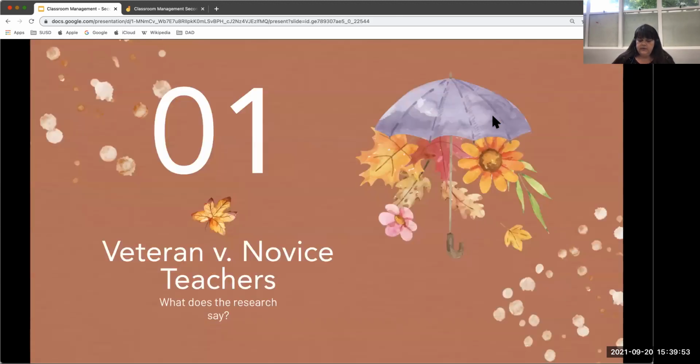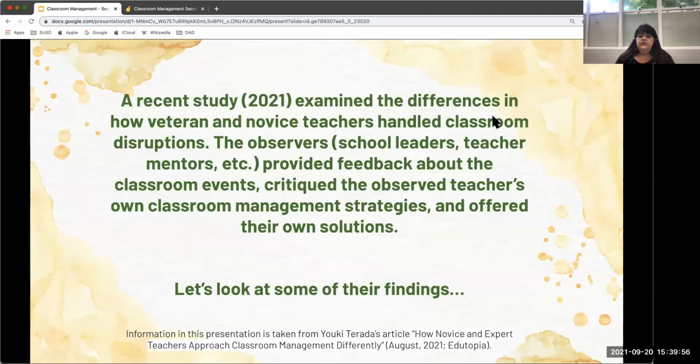All right, so let's look at what the research says. So I found a study from 2021 that examined the differences in how veteran and novice teachers handled classroom disruptions. The observers, who were largely school leaders and teacher mentors, but also new teachers, provided feedback about classroom events, and they critiqued the observed teachers' own classroom management strategies and offered solutions. So they collectively had these discussions about videos that recorded incidents in classrooms of both novice teachers and experienced teachers. And these were their findings.